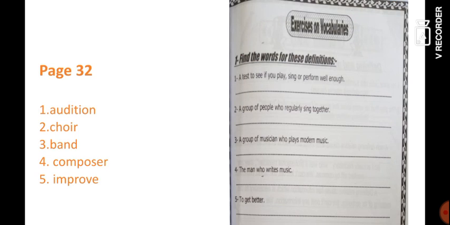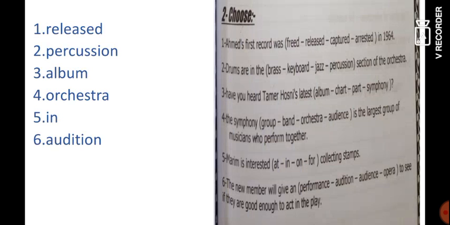Okay. We have an exercise in the booklet, page 32. Find the words for these definitions. A test to see if you play, sing, or perform well enough: audition. A group of people who regularly sing together: choir. A group of musicians who play modern music: band. The man who writes music: composer. To get better: improve.